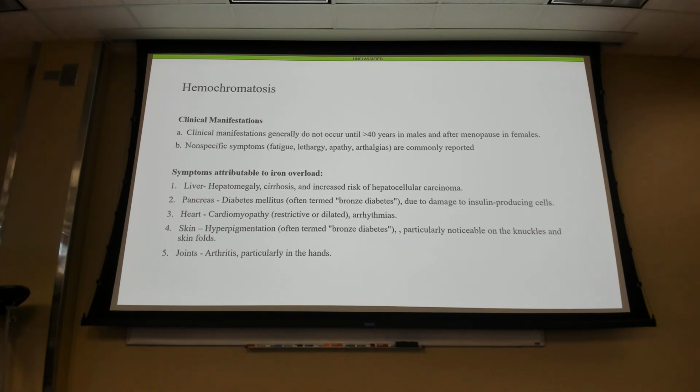Liver: hepatomegaly, cirrhosis. Pancreas: what else is my pancreas responsible for? Insulin and everything. So do I now develop diabetes because my pancreas is all messed up? Bronze diabetes. Why the bronze? Because it also affects your skin, right? And the heart, cardiomyopathies, skin hyperpigmentation. Again, iron is getting everywhere. Joints develop arthritic conditions. This does not sound like a fun disorder to have.